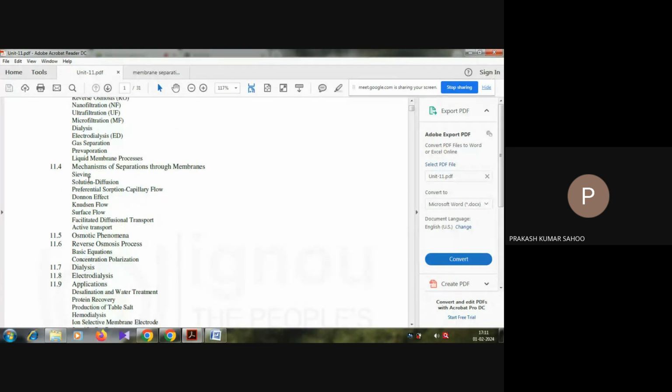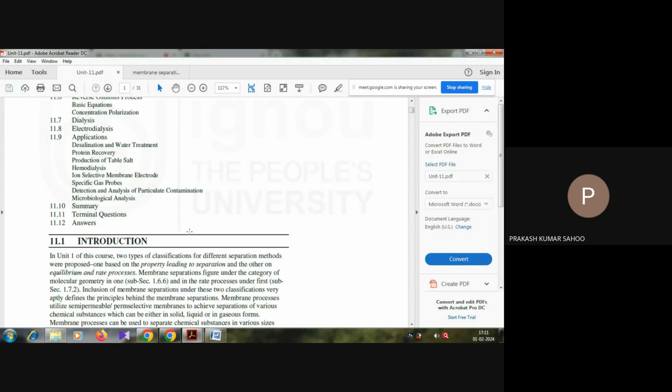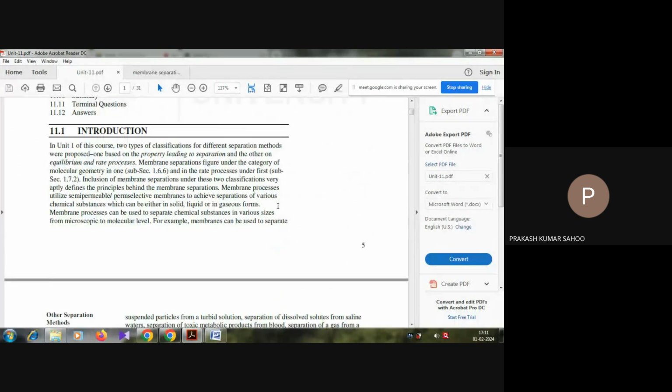Under mechanism, we have separation through membranes like sieving, solution diffusion, preferential sorption, capillary flow, then the Donnan effect, Knudsen flow, surface flow, etc. At the end, we have the application part. I am trying to cover this long unit within 1 hour, so I will move a little fast. Hope you will cope up.